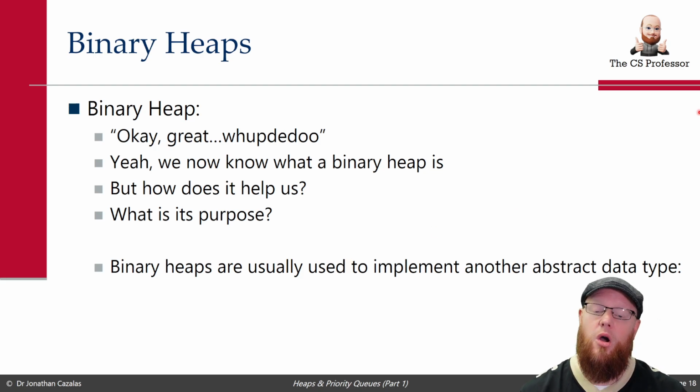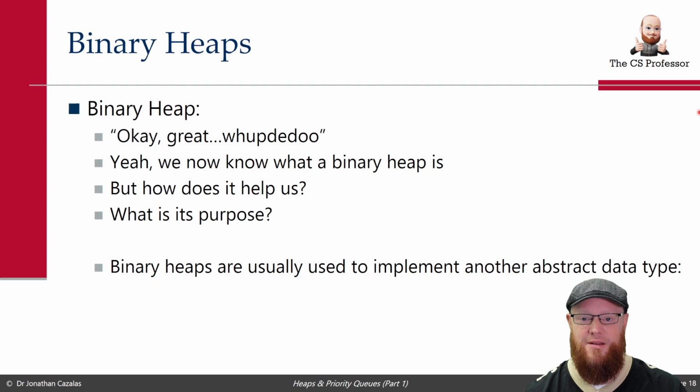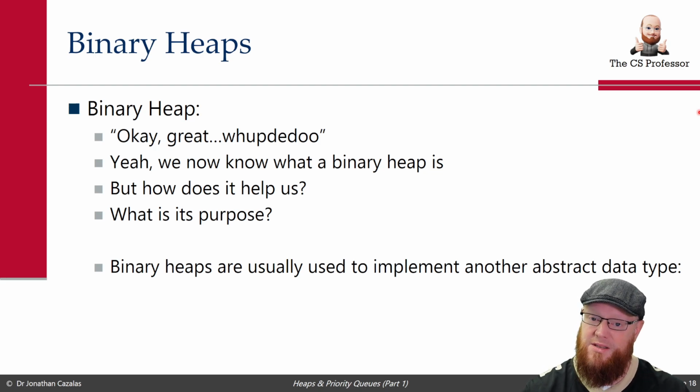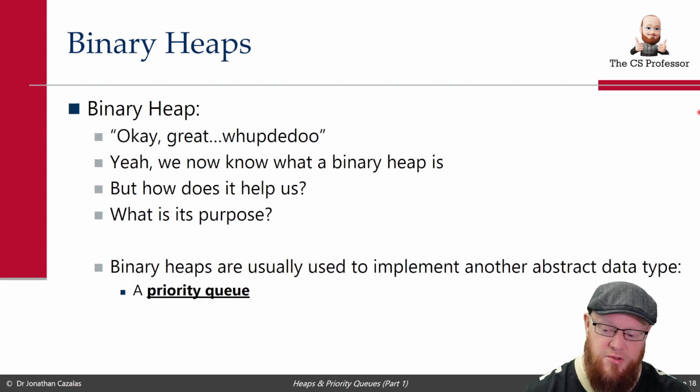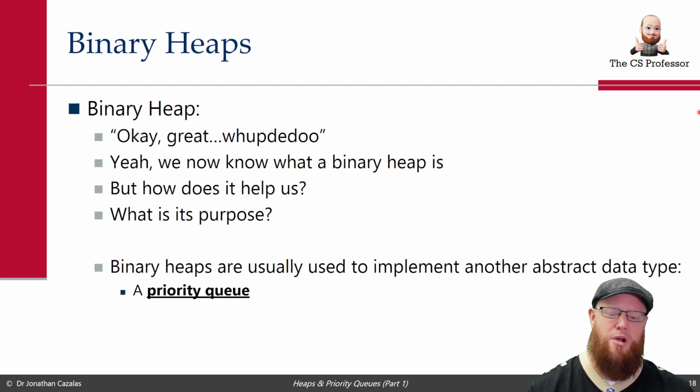Binary heaps are used to implement another data structure. They have one purpose in life: to actually implement another data structure, a very straightforward data structure that all of us have heard of. So we maybe haven't heard of a heap or a binary heap, but there's another data structure that we have heard of that you can implement in many different ways. But it turns out the best way to implement this data structure is using a binary heap. And what data structure are we referring to? A priority queue.